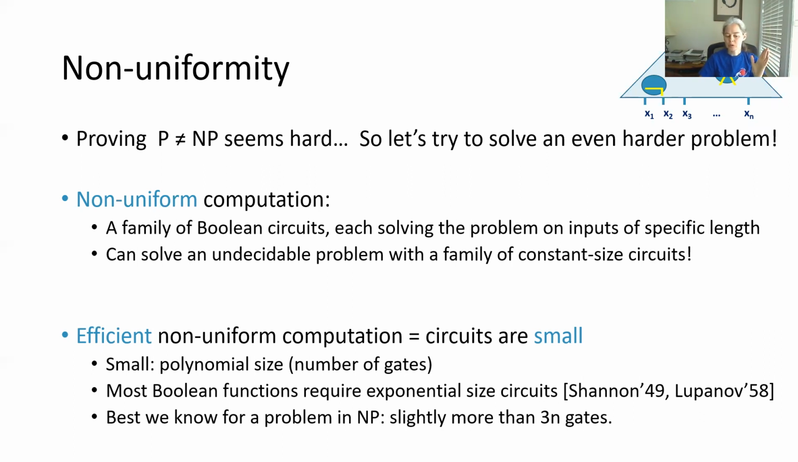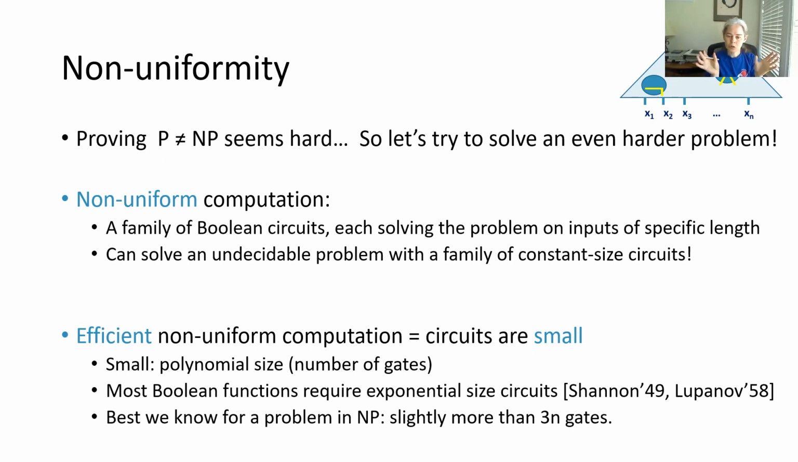So what do we know about circuits? Well, we know by the counting argument, going back to Shannon, that the vast majority of Boolean functions require exponential size circuits. The argument is very simple. It just says there is a ton of Boolean functions. There aren't that many circuits of small size.